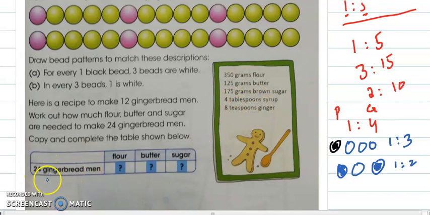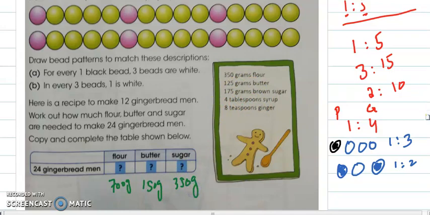If you have to make 24 gingerbread men, it means you are going to double the recipe, so every single item will double. The flour is 350 grams, so it is going to be 700 grams, because we are doubling the number of gingerbread men. In the same way the butter will also double. It's going to be 250 grams. For the sugar, before we were using 175 grams of brown sugar. Now we will double it, and it will become 350 grams.